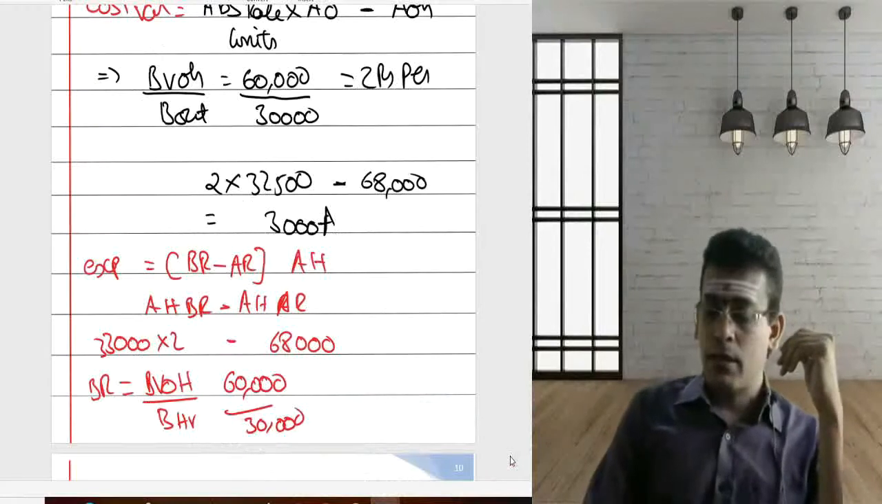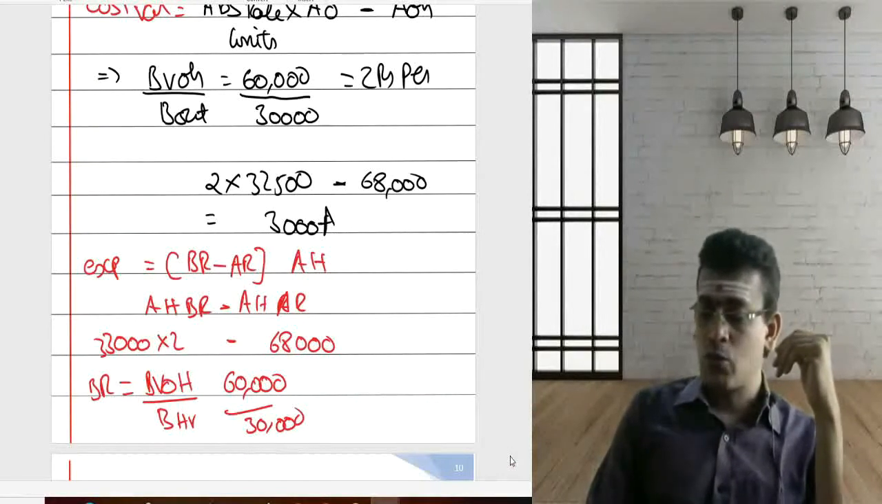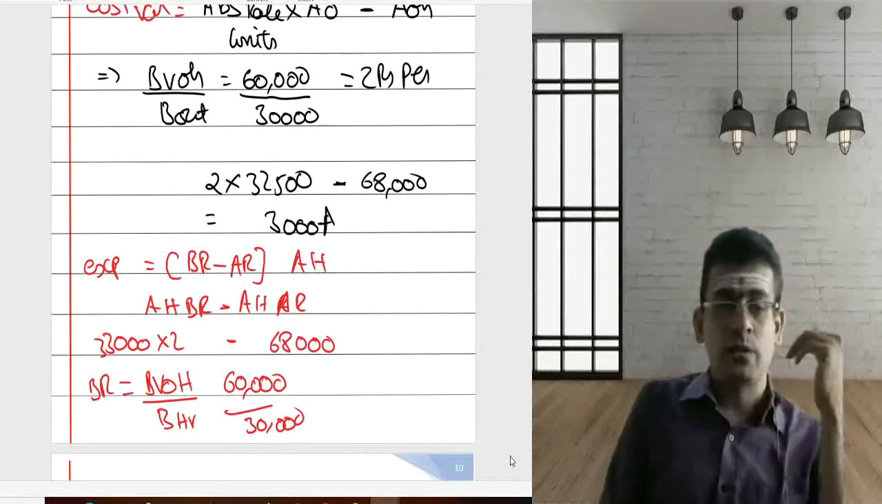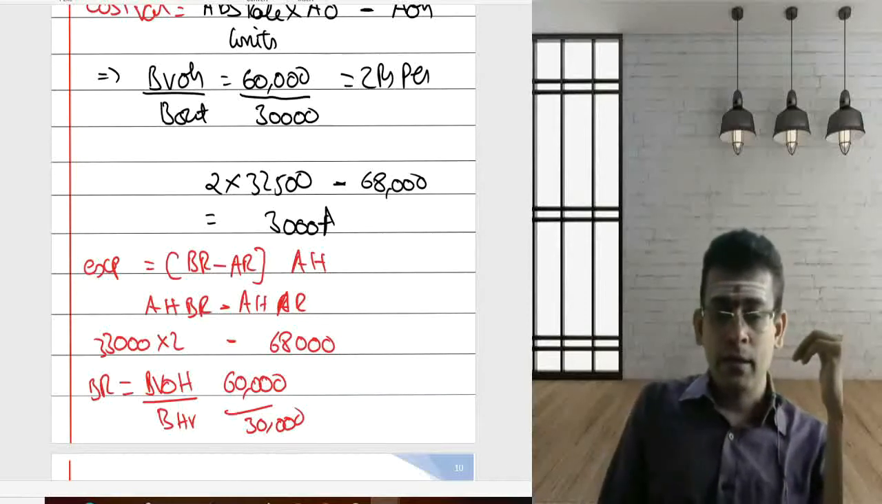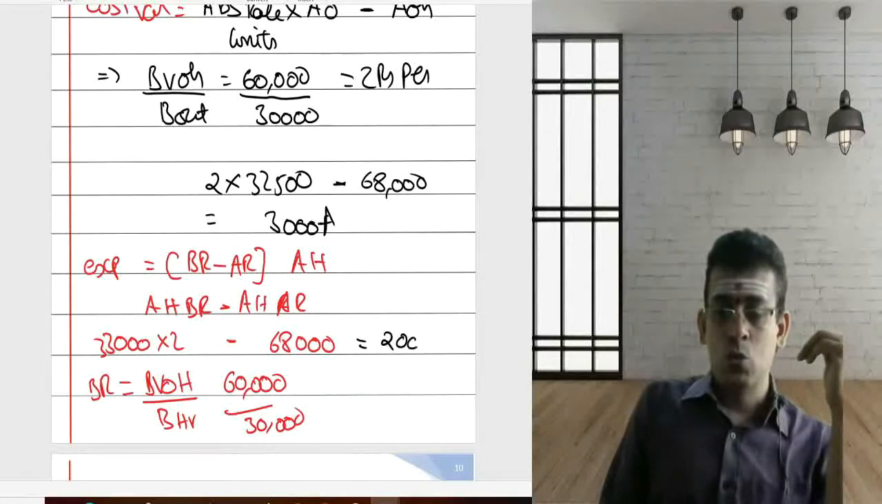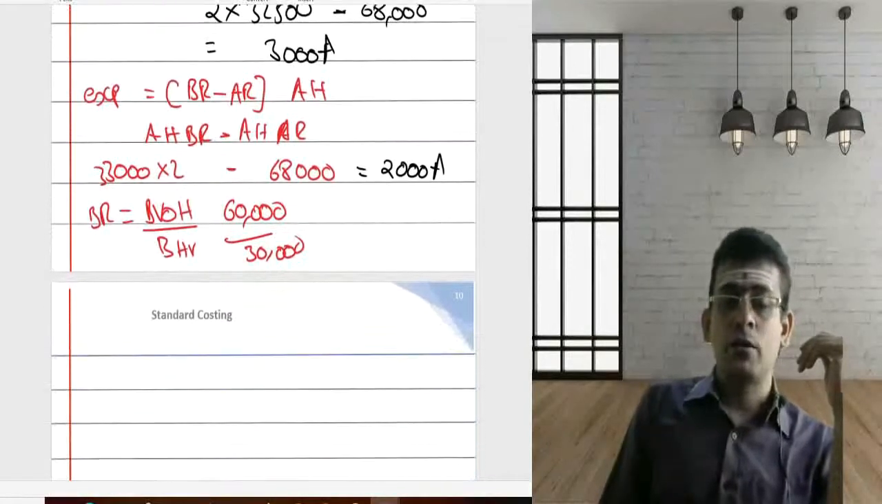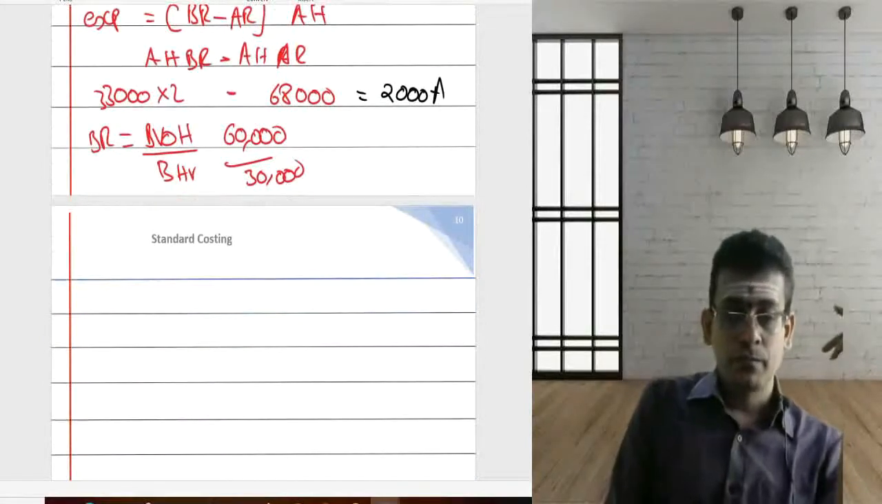So ultimately what? 33,000 into 2, that gives you 66,000. 66,000 minus 68,000, that gives you 2,000 adverse. So here you are getting your expenditure variance as 2,000 adverse. Then the last one is nothing but your volume efficiency variance. So variable overhead efficiency variance.